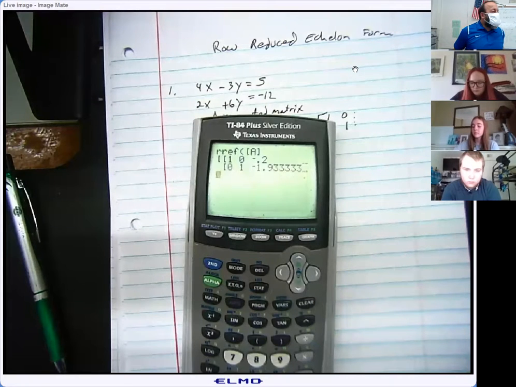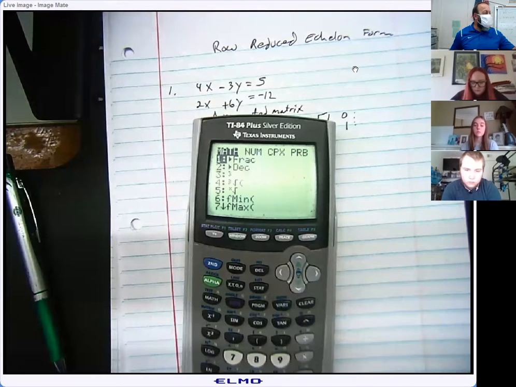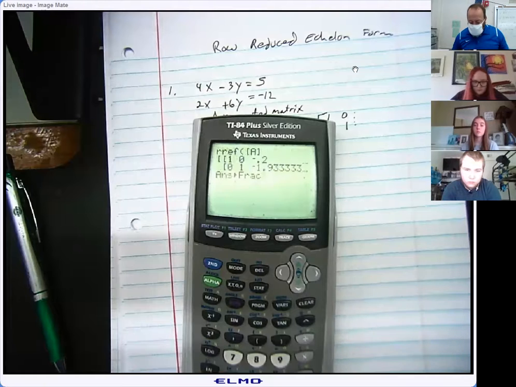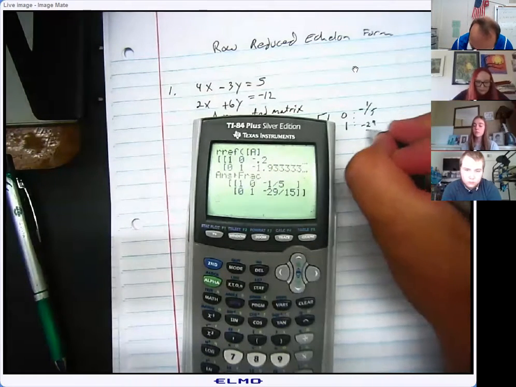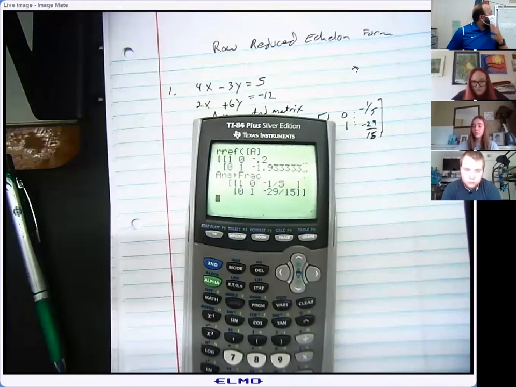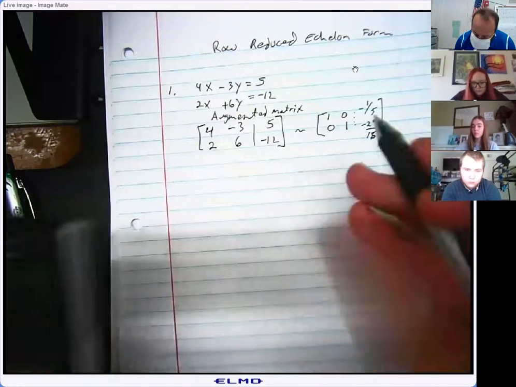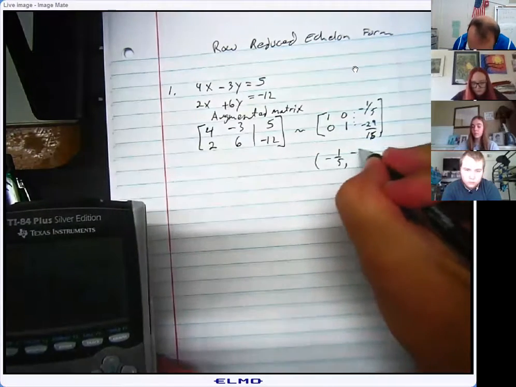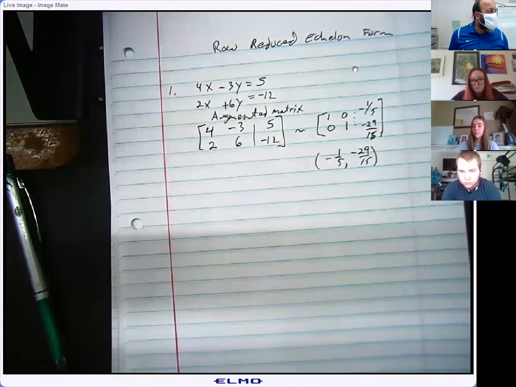Do you guys think we could probably do better than writing a stupid decimal down? So if you hit math, enter, enter, if you ever get crazy decimals, math, enter, enter, and it'll say, oh, we got -1/5, and we got -29/15. So that means I've got these two lines that cross at that point, and so my solution is right there. Isn't that pretty cool? It did all the work for you.